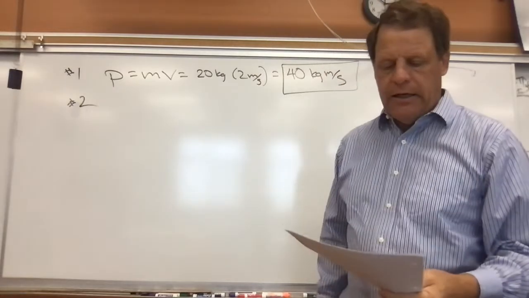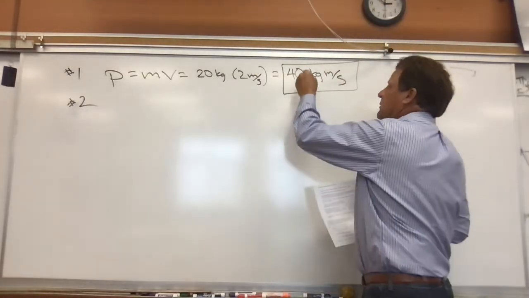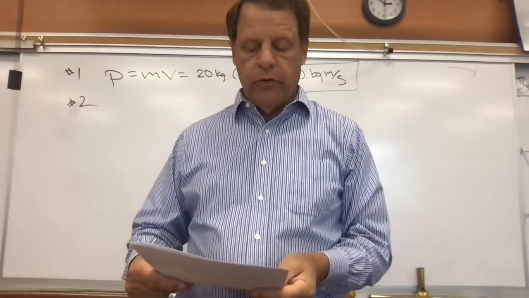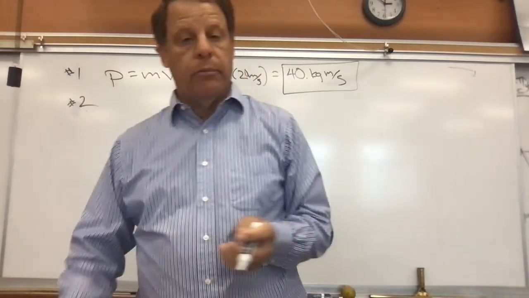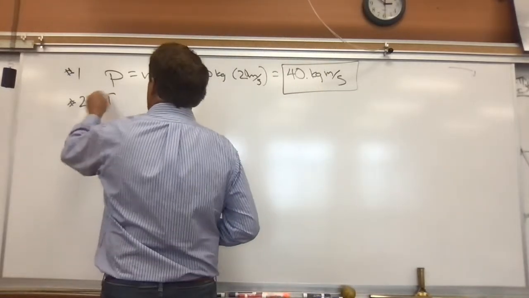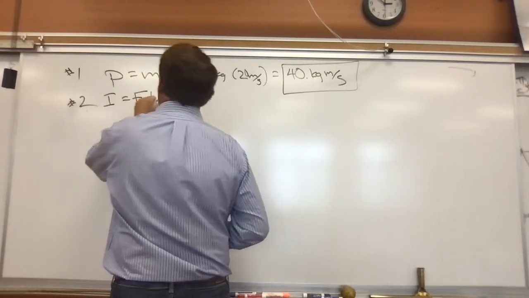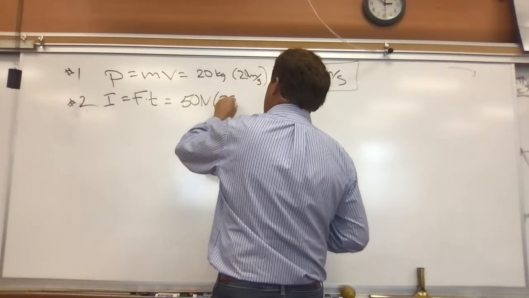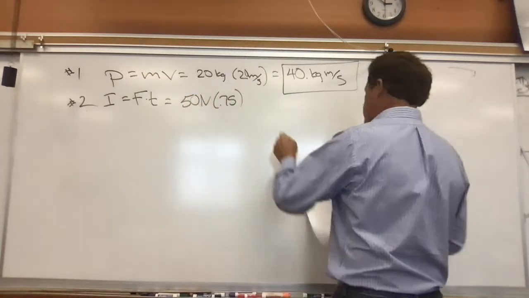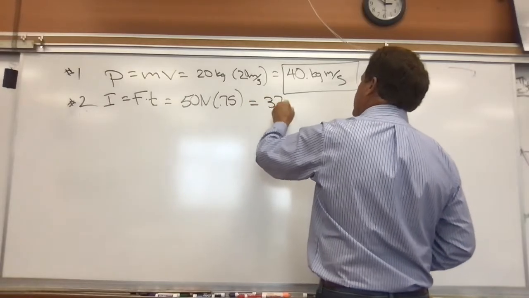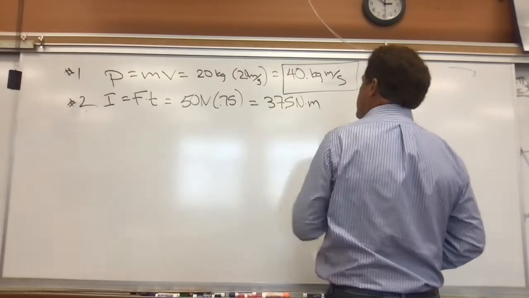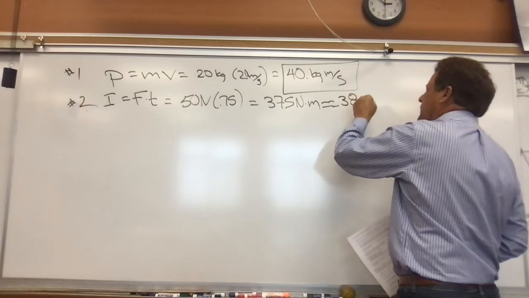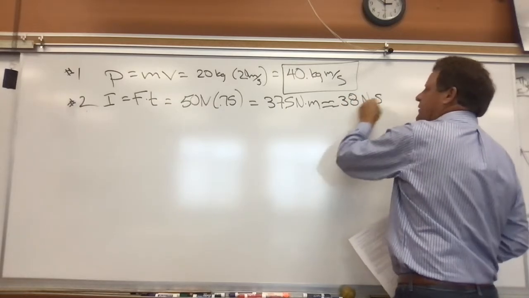Okay, so number two. Also, if we look at the significant digits, that would have been rounded to 2. All right, so calculate the impulse of a 50 Newton force acting for 0.75 seconds. Remember, impulse is equal to force times time, so that's 50 newtons operating for 0.75 seconds, which gives us 37.5. I rounded that to 2 significant digits, which gives us 38 Newton seconds, not Newton meters.